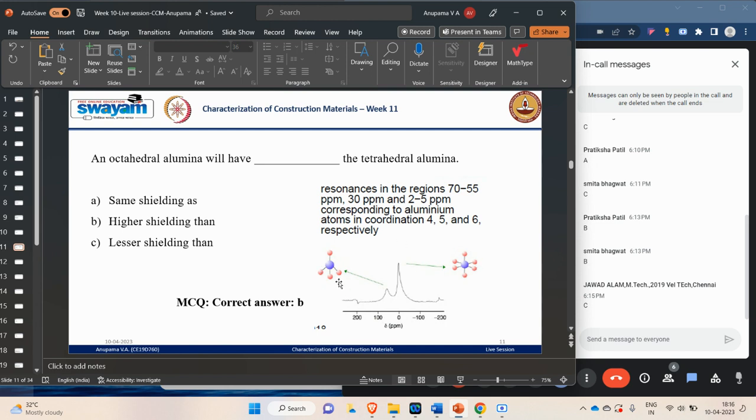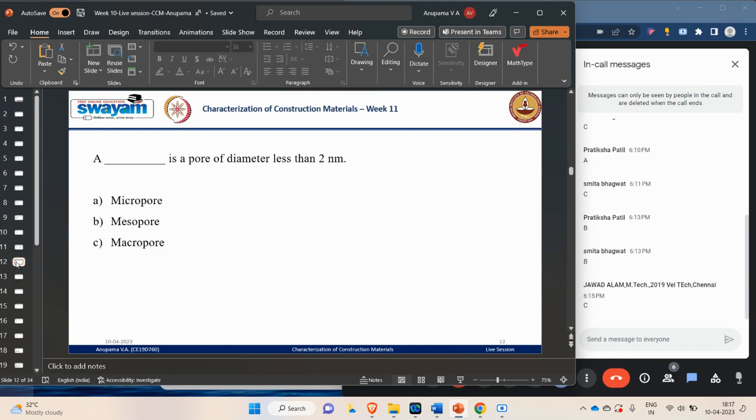Even if you see the picture, you can see that this particular violet atom is less shielded than this particular atom. All the other atoms, the pink atoms, are shielding this violet atom. So the extent of shielding is more in the case of this one, that is octahedral, and not this one which is tetrahedral. So octahedral alumina will have a higher shielding than the tetrahedral alumina. Okay.